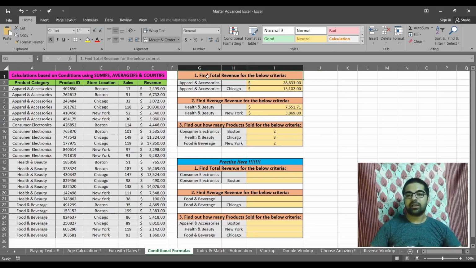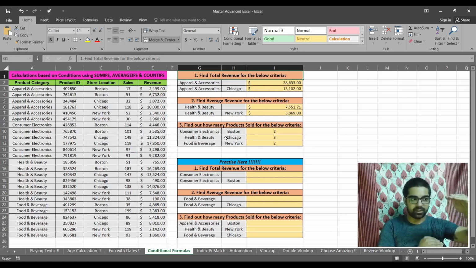So let's start the question. See here, what is question number 1? First of all, you have to read the question and understand what it is asking. Question number 1: find total revenue for the below criteria. What is the meaning of total revenue? It means you have to do the sum of the revenue.